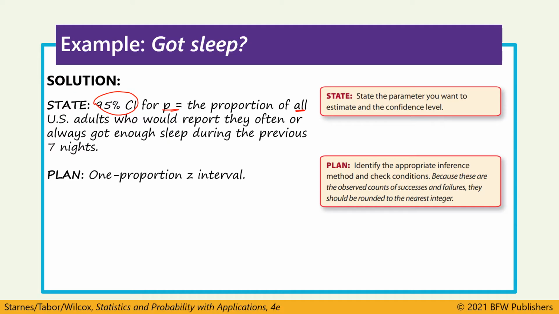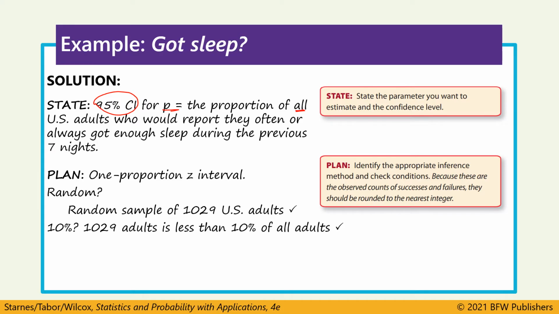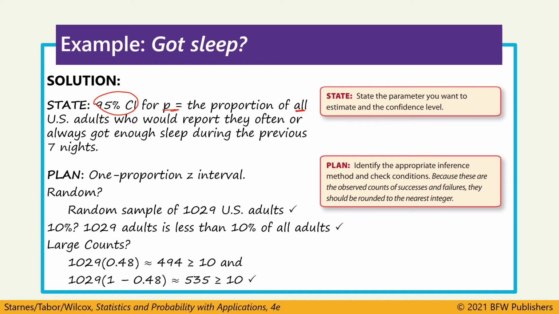Next step, we're going to note which inference method we're using. This is a one proportion z interval. And we're going to check the conditions. So we have a random sample of 1,029 U.S. adults. That's less than 10% of all U.S. adults. And we want to check that success-fail condition, n times p and n times q, and see that those are both at least 10.